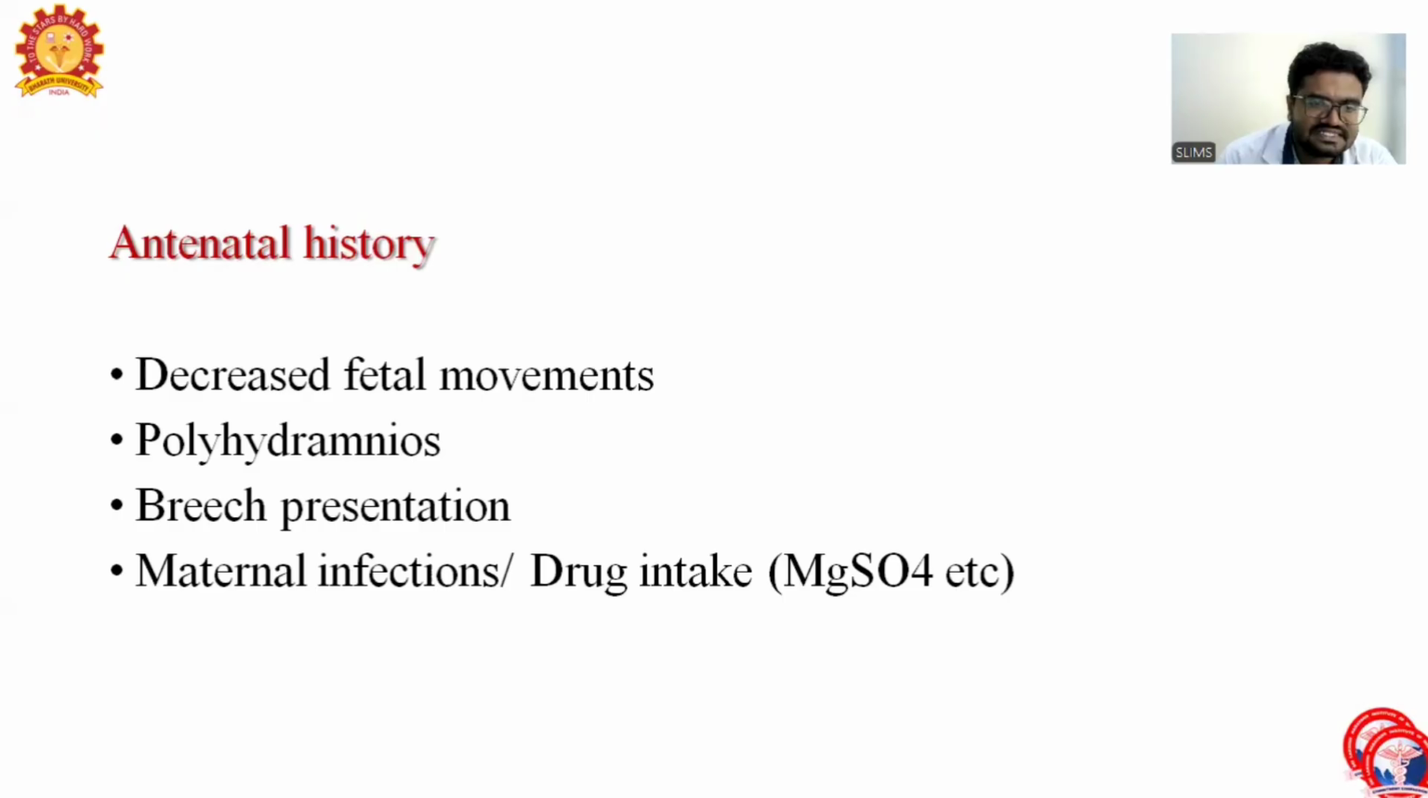And as we discussed, intrauterine infections or maternal infections like TORCH infections, like toxoplasma, rubella, cytomegalovirus, herpes virus, or maternal drug intake. For example, mother receiving magnesium sulfate in view of eclampsia during the antenatal period, because this magnesium sulfate is a smooth muscle relaxant. So it's a calcium blocker. So because of that, the baby will be very floppy.